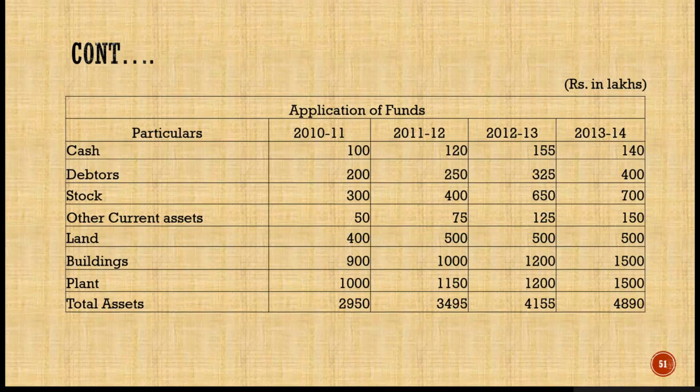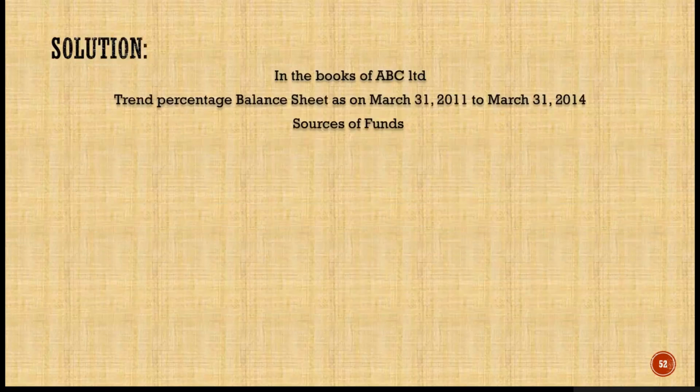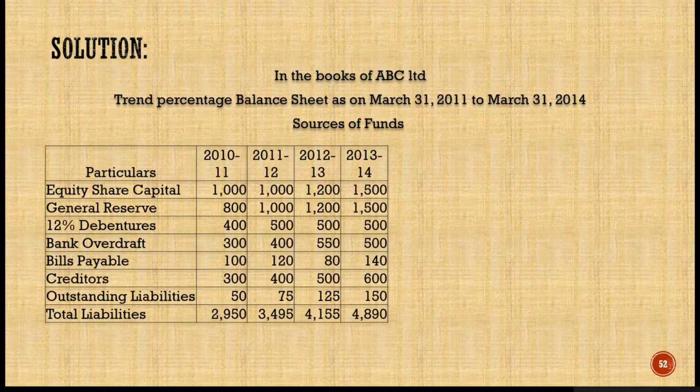And now here you are expected to perform trend analysis for the given balance sheet data. So let us see how to present it. Yes, in the books of ABC Company Limited, trend percentage balance sheet as on March 31st, 2011 to March 31st, 2014. And the first statement is sources of fund statement. Again, I have presented the given data, that is particulars, then 4-year information, amount.